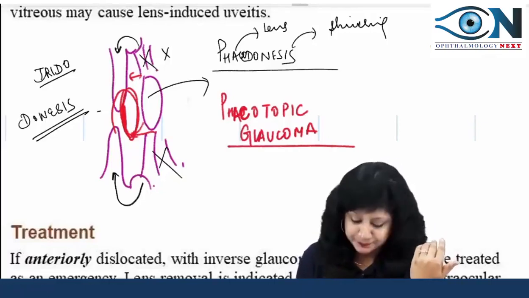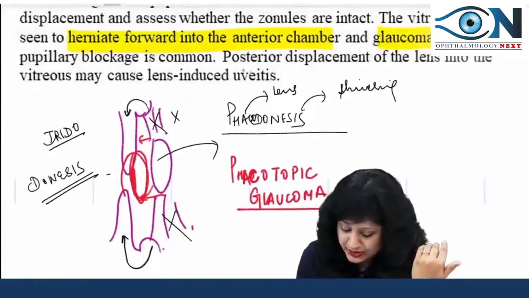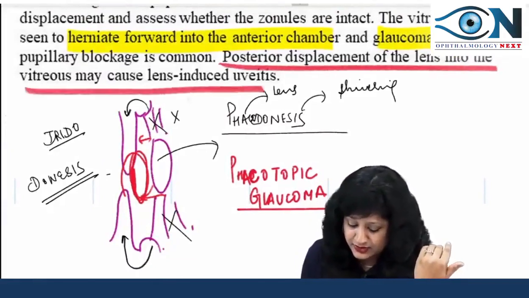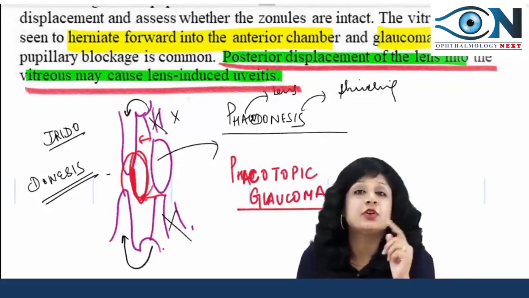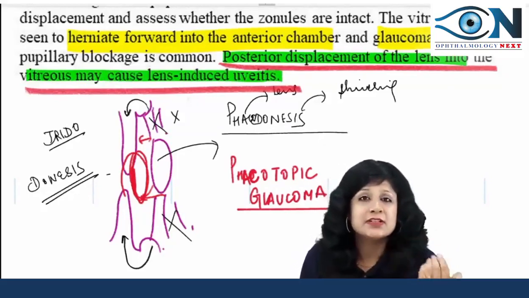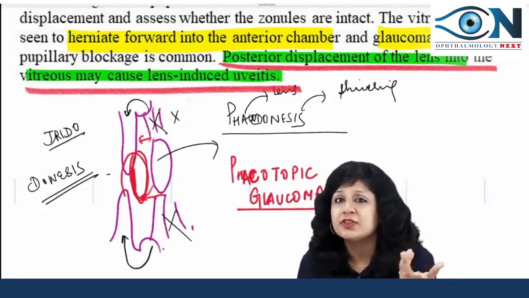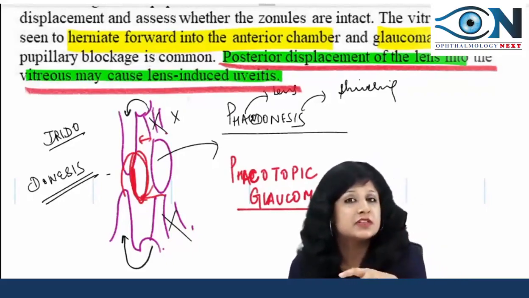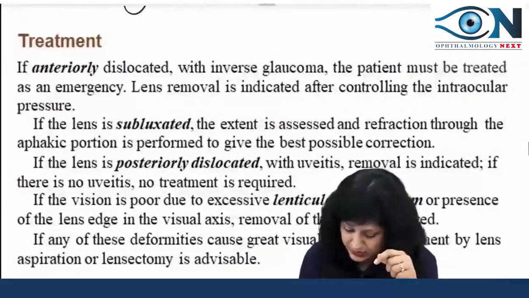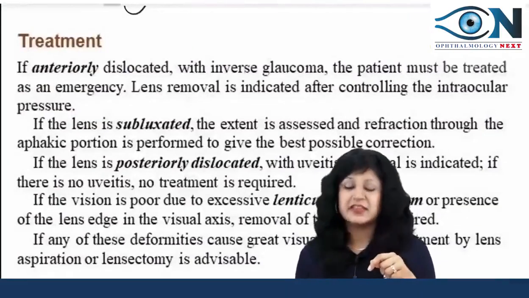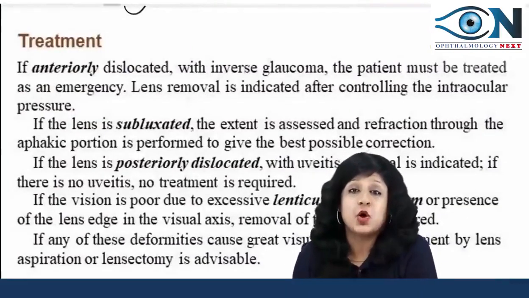Do you remember? Then the posterior displacement of the lens into the vitreous will cause lens induced uveitis, but it will not cause glaucoma. So anterior subluxation of the lens is going to cause a different set of problems, and posterior dislocation is causing a different set of problems. Finally we come to the treatment if anteriorly dislocated with inverse glaucoma.